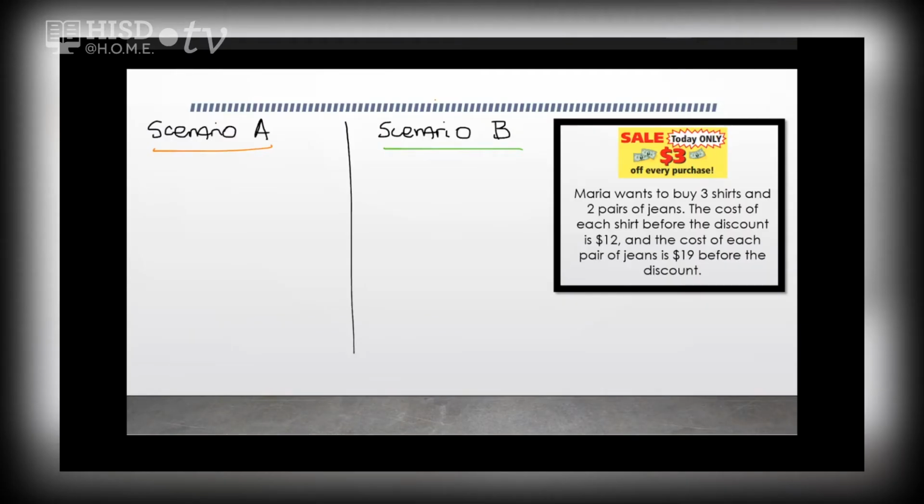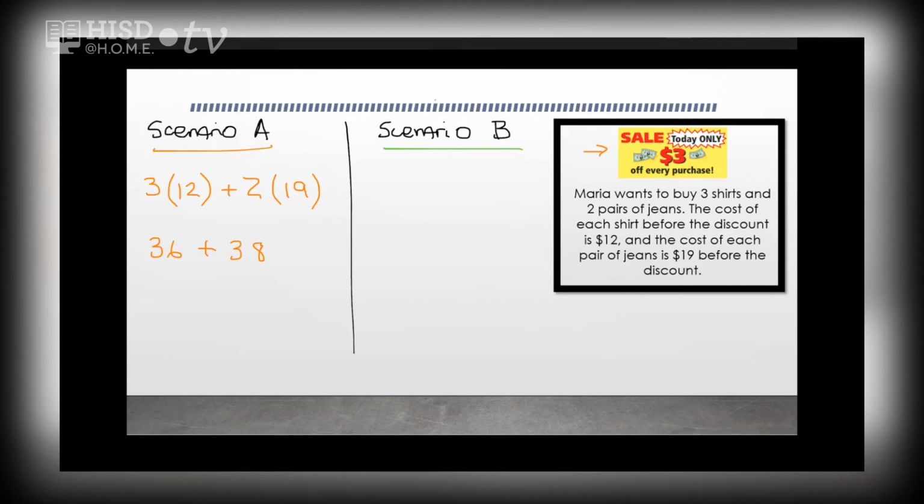On this specific problem, I can do it two ways, and that's because this ad is not being that specific. So I can say that I'm gonna buy 3 shirts and each one costs $12. And then I'm gonna add 2 pairs of jeans and each one is gonna be 19. So once I do this, I'm gonna do 3 times 12. That's gonna give me 36 plus 2 times 19. That's gonna give me 38.